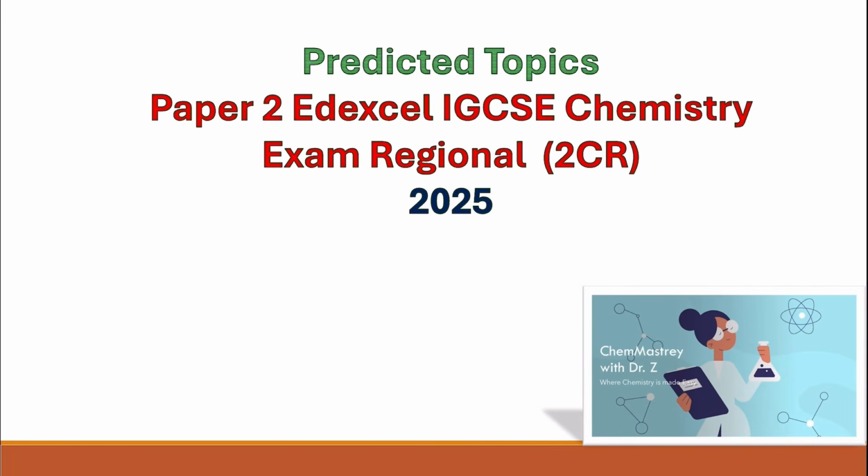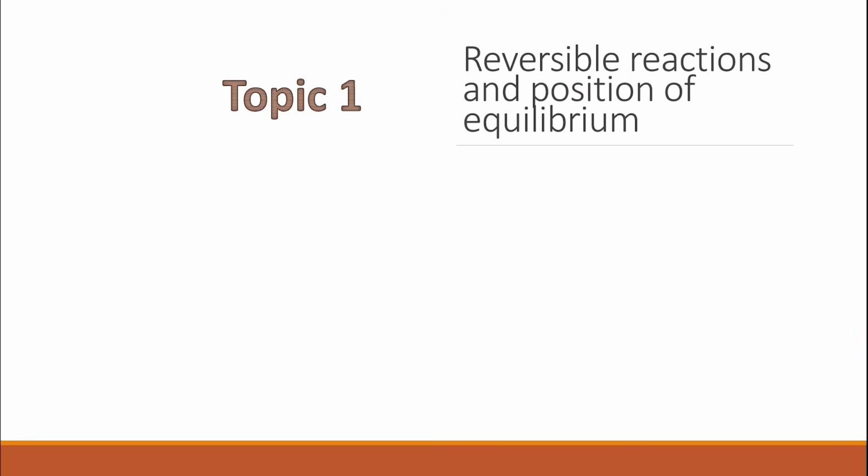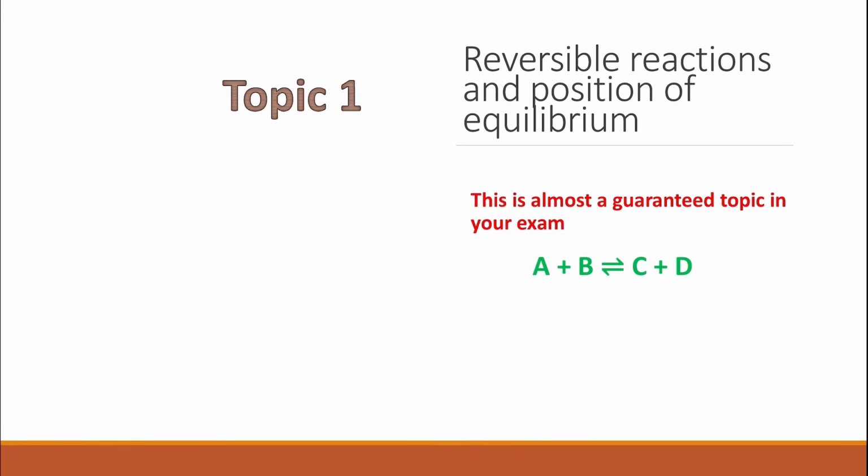These are my predictions for paper 2 for the regional Edexcel IGCSE Chemistry exam 2CR 2025. So the first topic is reversible reaction and position of equilibrium. This is almost a guaranteed topic in your exam. So what are the common types of question that you would see with this topic?